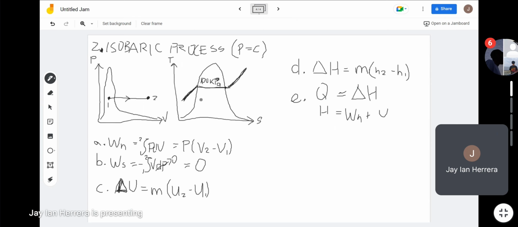So, Thermo 1. For isobaric, heat is equivalent to the change in enthalpy. Next is our entropy. Entropy is the same as before: mass times the entropy 2 minus entropy 1.